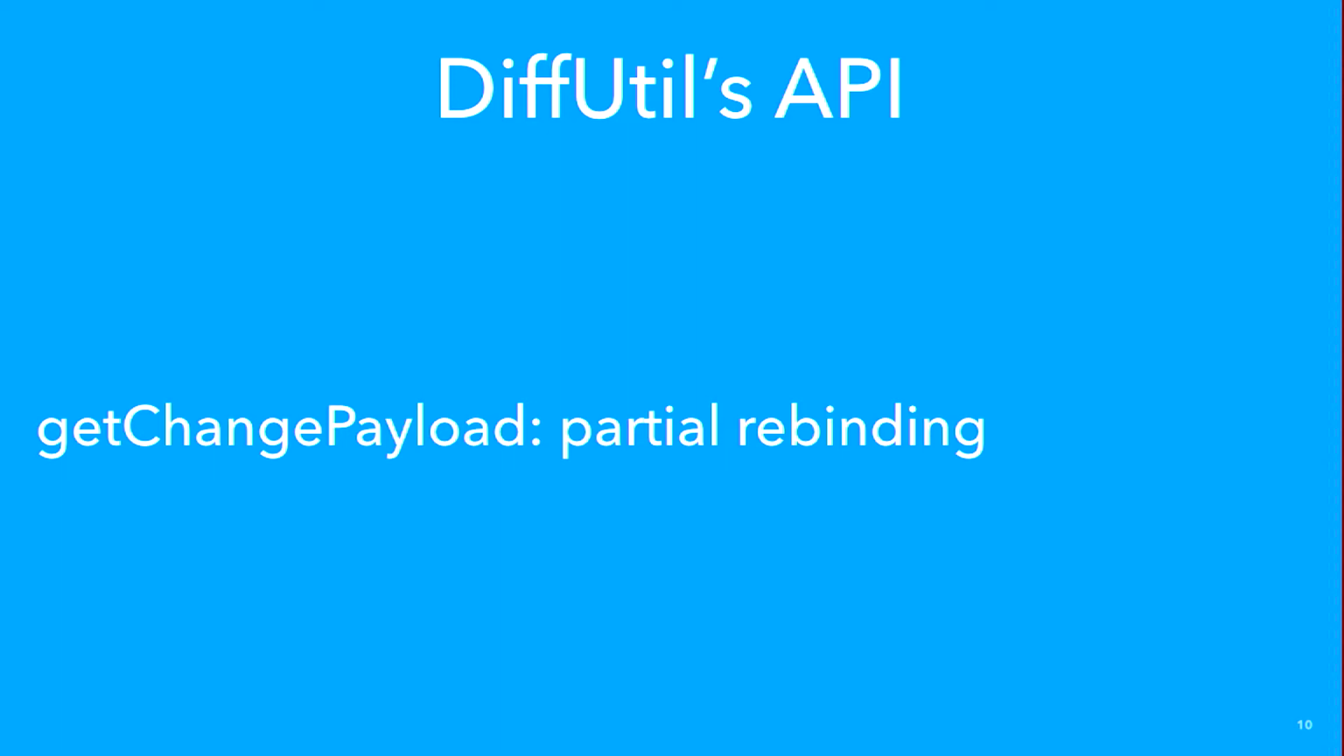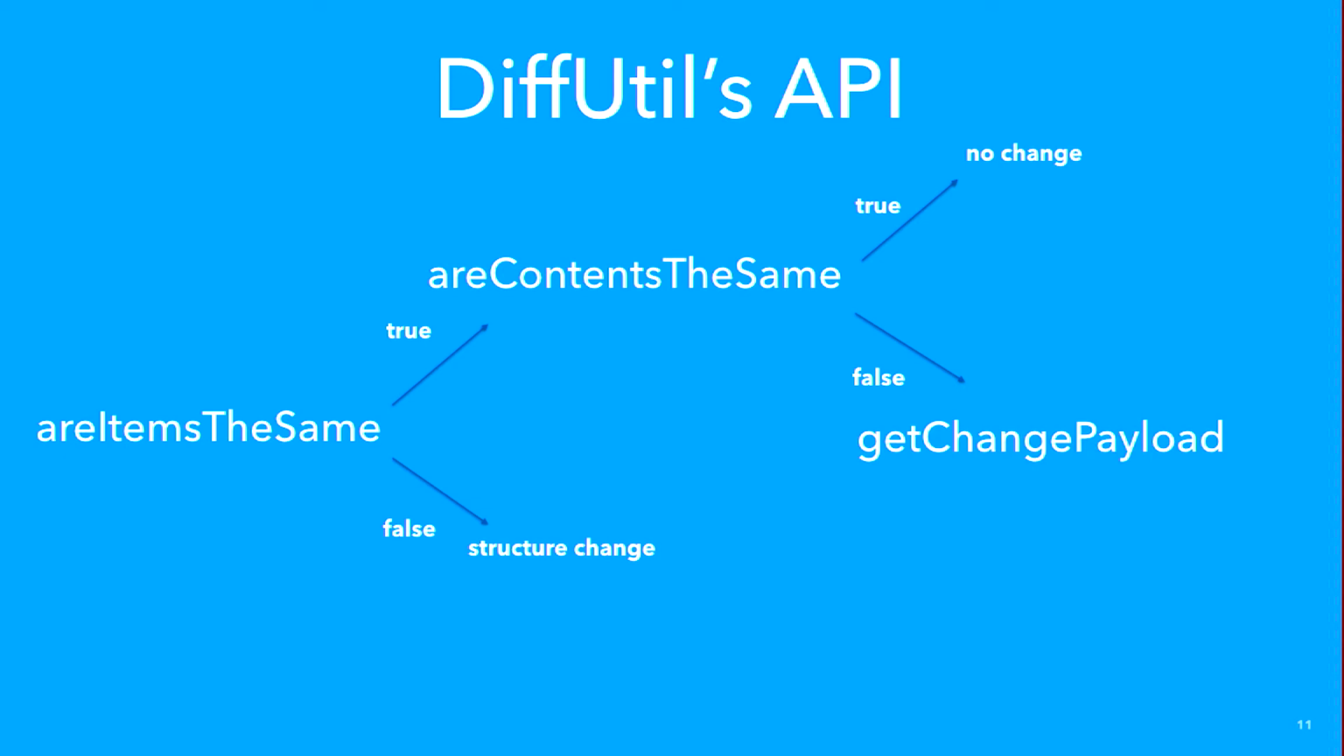So here's kind of the graph of what this looks like. Are contents the same only makes sense, it's only called when our items are the same, because that's the only time it makes sense. The contents aren't going to be the same if the items themselves, their IDs, aren't the same. And then of course, get change payload: if the contents aren't the same, what's the diff? So it's just a good mental model for how DiffUtil will call through to these APIs, to these providers in your callback.